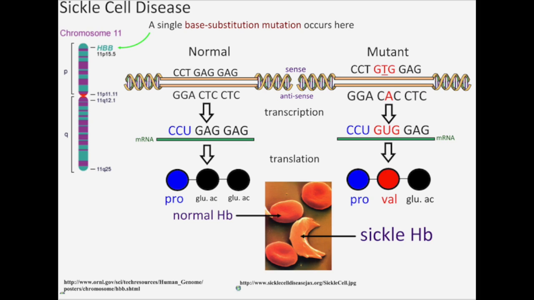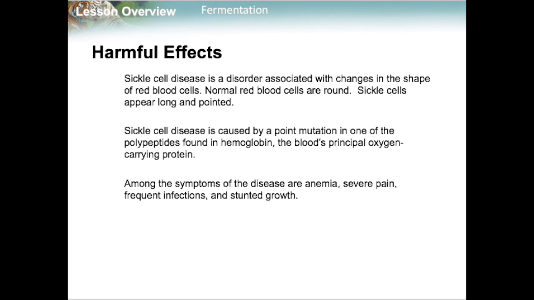Then here with the mutant one, this is the one that's causing sickle cell. You have a change in this letter, which changes this letter, and then changes this, which causes valine, and that causes a sickle blood cell. This sickle blood cell is what causes that weird shape, and therefore causes issues. But it's just one substitution that causes this. So there are multiple harmful effects. Normal blood cells are round, while sickle cells appear long and pointed. These are caused by a point mutation that I just showed you guys.